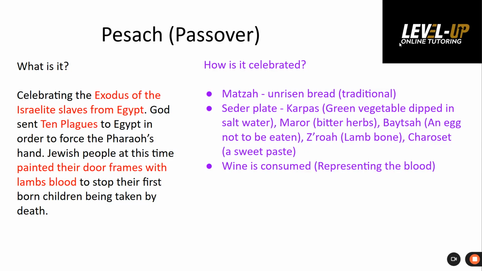Now, that platter I was talking about is called a Seder plate. Now, on it, they will have lots of different items, such as the karpas, which is the green vegetables dipped in salt water. They'll have bitter herbs in there. They will also have an egg, which isn't necessarily there to be eaten, as well as having lamb bone and some sort of a sweet paste. Now, all of these have individual meanings.